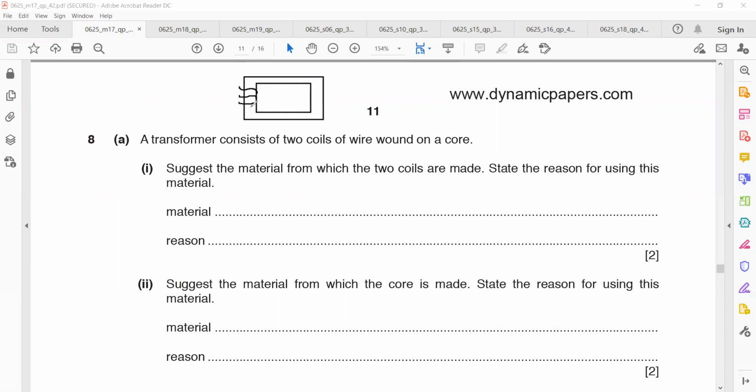So these coils, these wires, which material are these wires made up of? It is made up of copper. And what is the reason? Because it can conduct electricity.